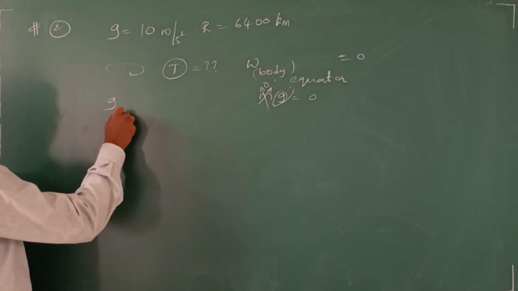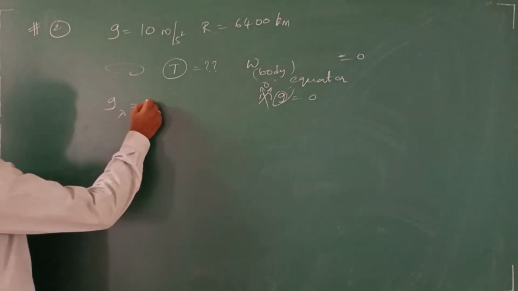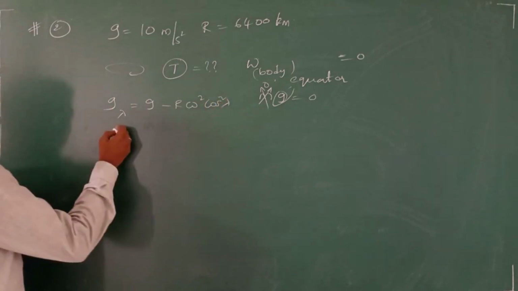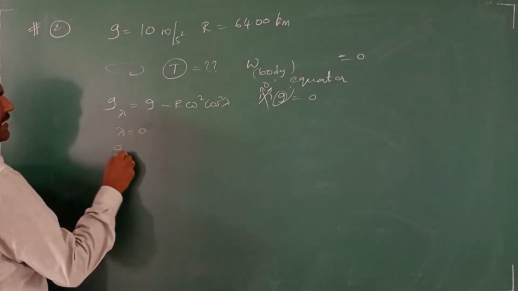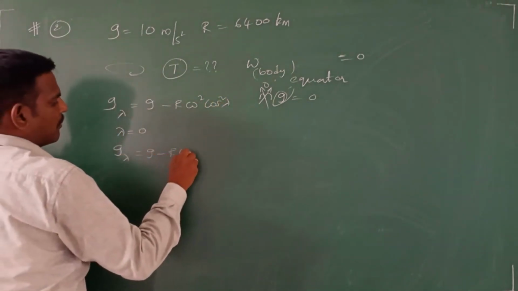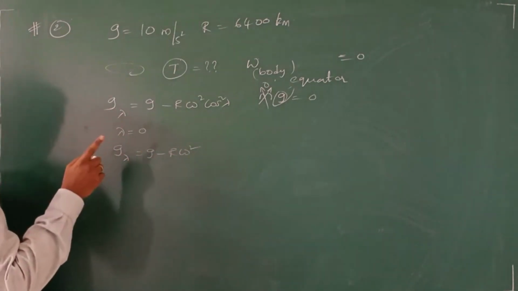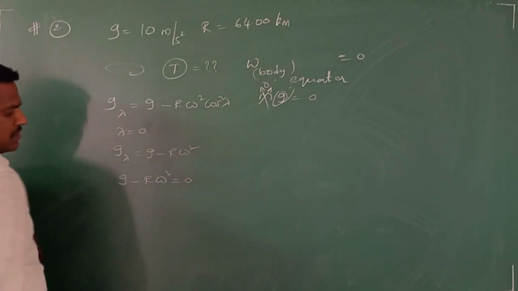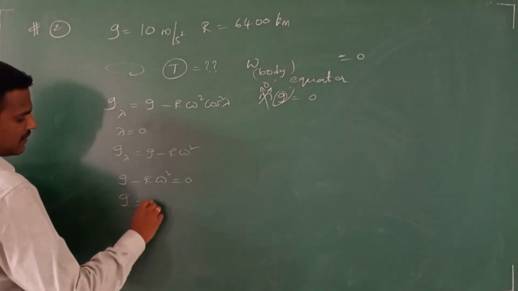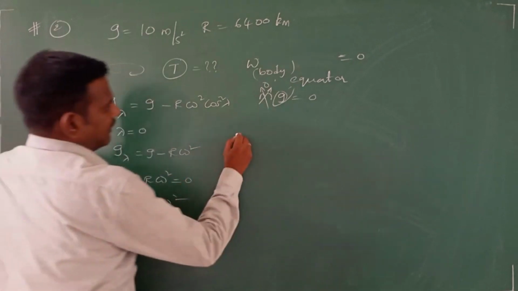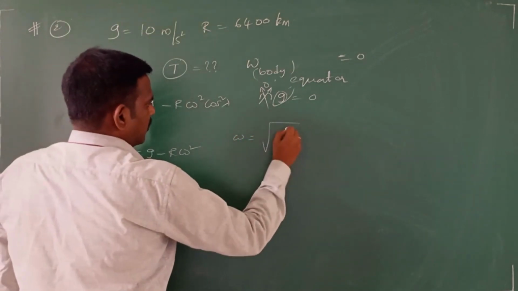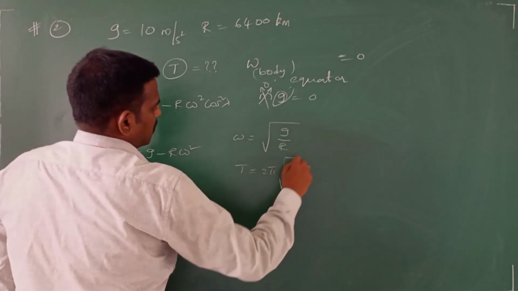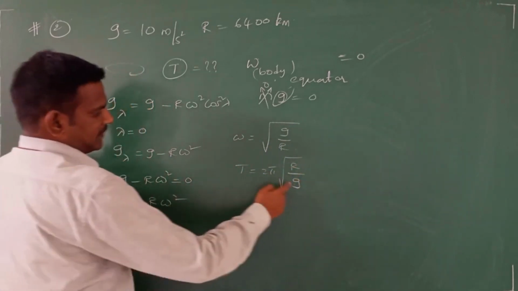We have studied just now the variation of g at a latitude, which is given by g minus R omega square cos square lambda, and near the equator lambda value will be 0. So g lambda will be equal to g minus R omega square, and at the equator it has to become 0. So g minus R omega square equals 0. From this we can write g equals R omega square, and therefore omega equals under root of g by R, or in other words T equals 2 pi root of R by g, and this is the standard value.